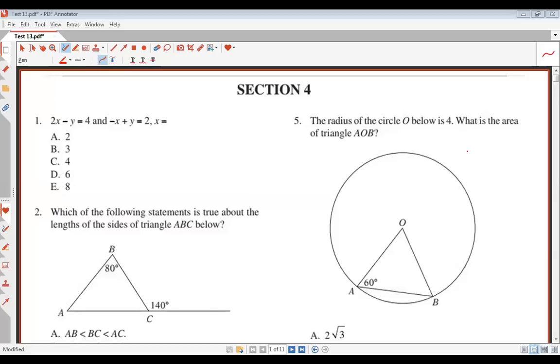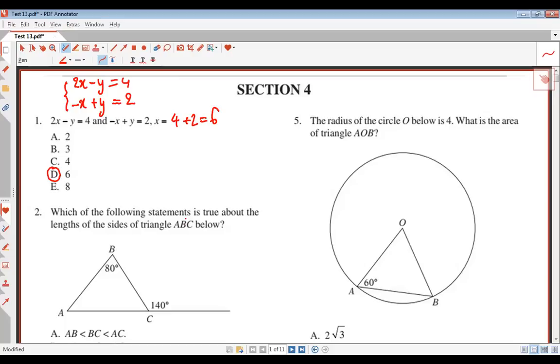Session number 4. Question number 1. Here we need to find the value of s. We just need to write a system of equations: 2 times s plus y equals 4, and the second equation is minus s plus y equals something. Add them together, we will have s equals 4, s equals 6. Option D.